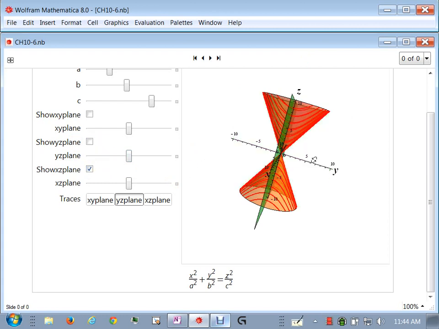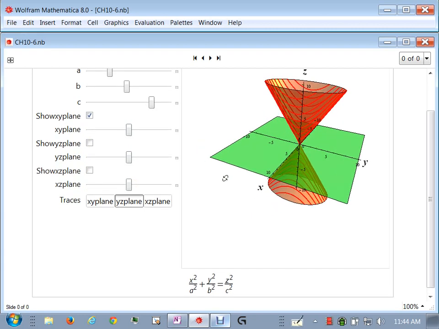The XY plane? Oh, yes. But you could consider that to be like an ellipse with no radius, basically. Like, you know what I'm saying? Okay.